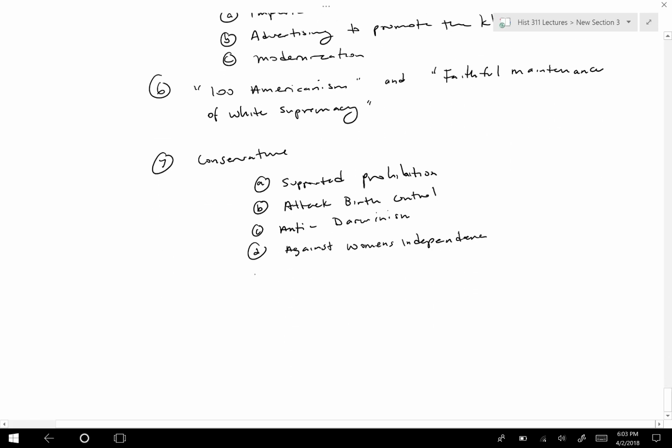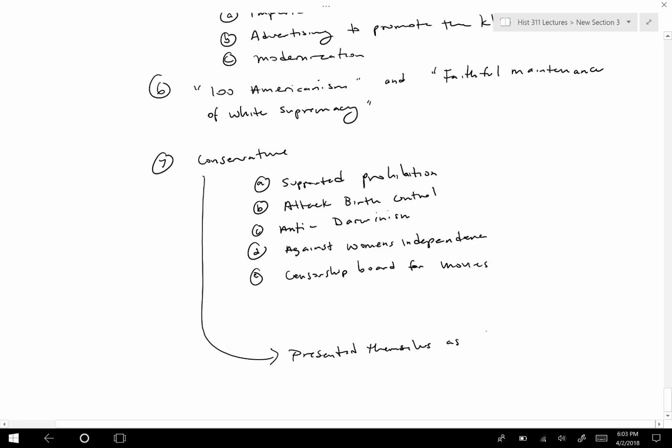All of the other stuff, the censorship board for movies, essentially was kind of an attack on modernity, and it was ironic that they used a lot of the modern stuff with advertising to become popular, but then were very conservative and pushed back against all of those things that were changing in the process. What they did is that they presented themselves as defenders of traditional values.